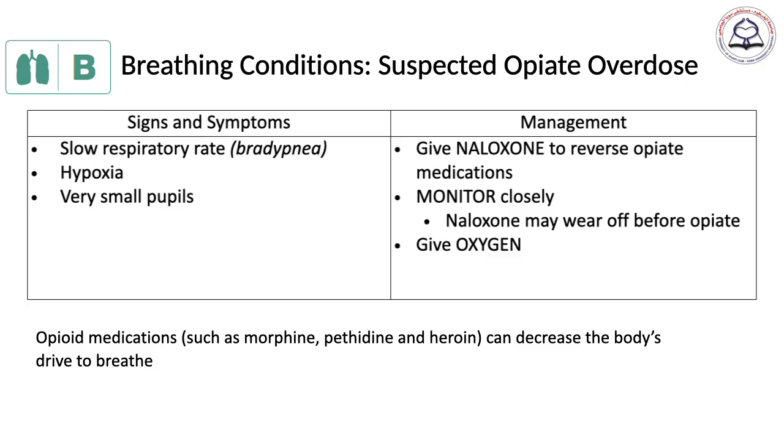management. Patient with suspected opiate overdose. As we know, opiates like morphine, pethidine and heroin can suppress the respiratory center. Patient has bradypnea, slow respiratory rate, hypoxia, very small pupils, and sometimes they are comatose. Those patients need oxygen. You need to reverse with the antidote naloxone. You monitor closely because you might need to give repeated doses of naloxone. Some of them might need intubation and ventilation.